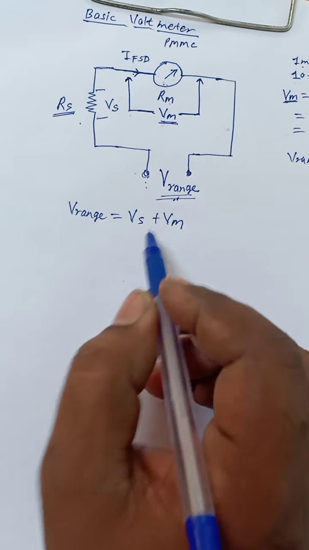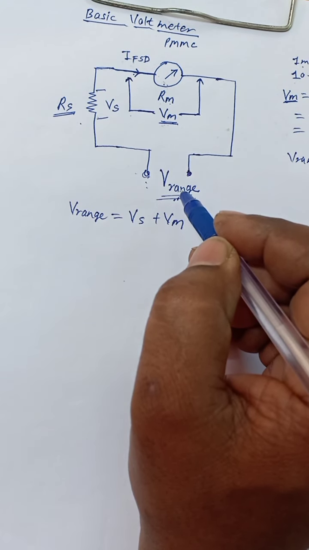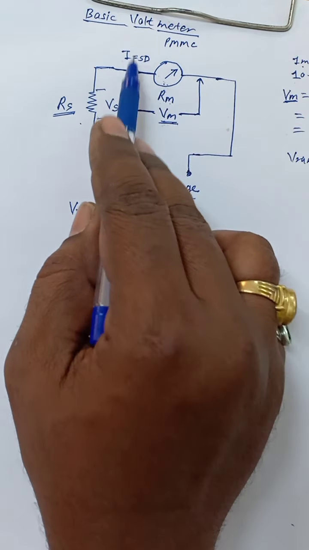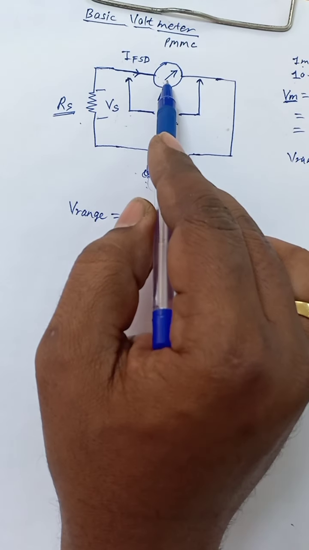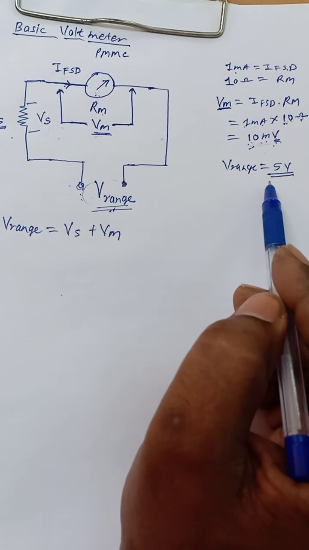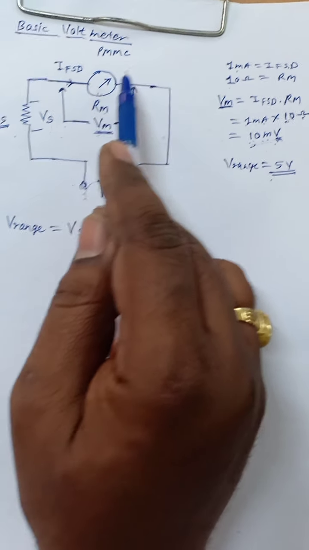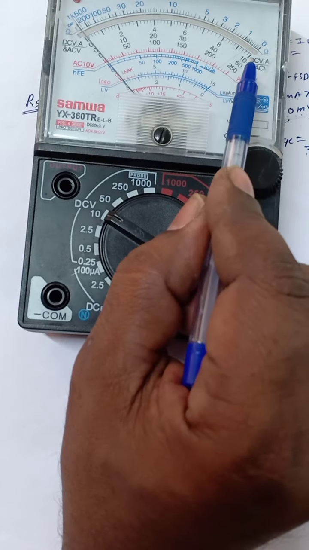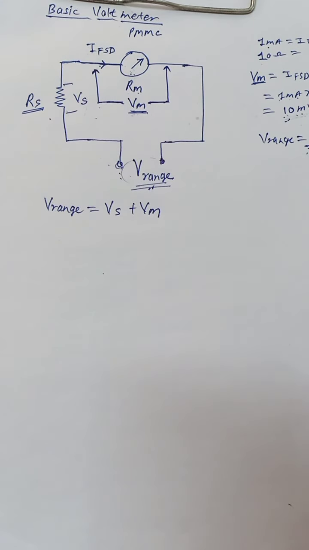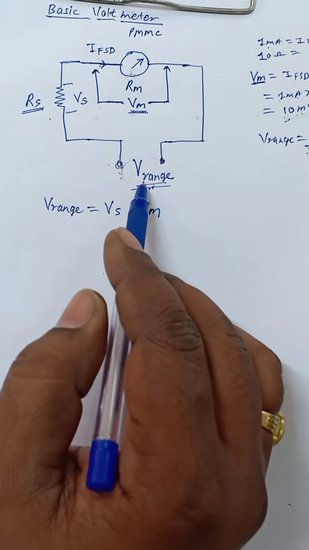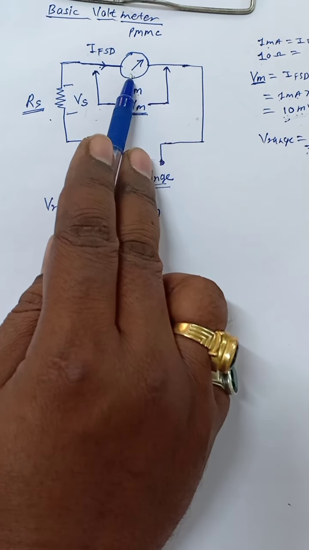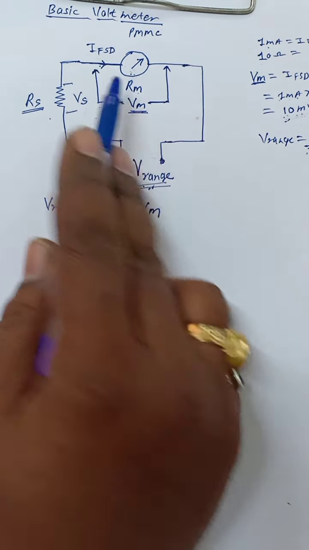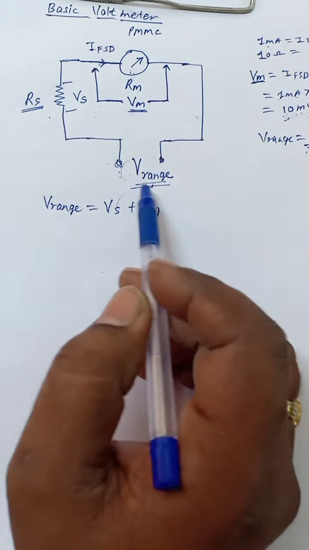So we know that if you apply a voltage, then the maximum current flows through it, and it should be IFSD, because if you apply V range it shows a maximum deflection. If you apply 5 volt, then it shows a maximum deflection. Like that, if you apply 10 volt, it shows a maximum deflection. So if you apply V range, it shows the maximum deflection, which means there is an IFSD current. So IFSD current flows through the meter when we apply V range.